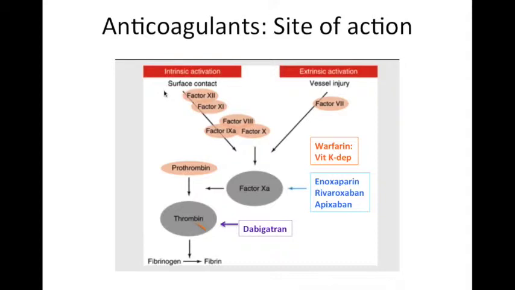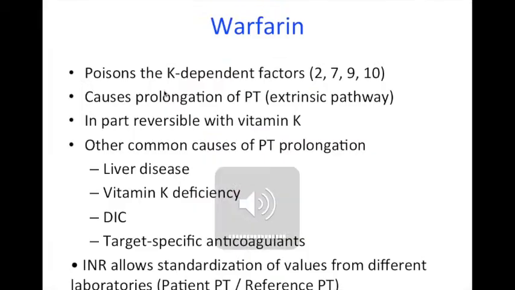So where do these anticoagulants that we use act if we want to look at the pathway? If we consider enoxaparin, rivaroxaban, and apixaban, they are 10A inhibitors, so they inhibit the pathway at the common pathway. Dabigatran is a thrombin inhibitor, so it inhibits the formation of activated thrombin and subsequently of fibrinogen to fibrin. And warfarin inhibits the vitamin K dependent factors, so these are going to be 2, 7, 9, and 10.